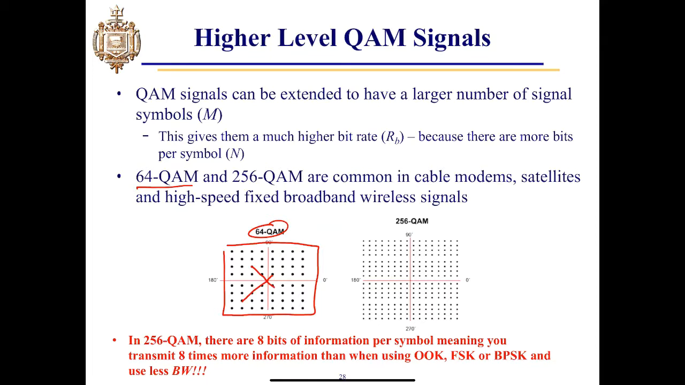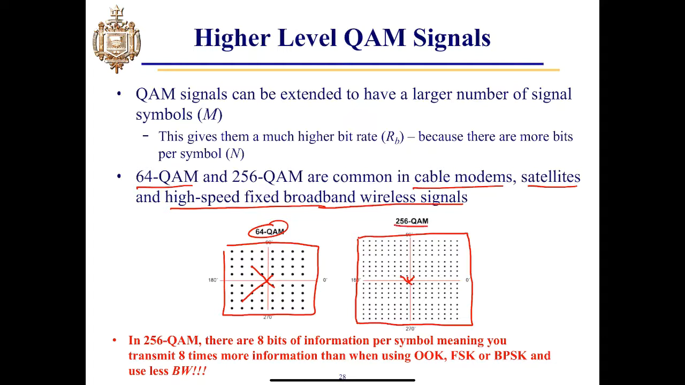To represent each of those symbols, and then 256. So there's 256 symbols within this modulation scheme. These are common in cable modems, satellite communications, high-speed fixed broadband, wireless signals. So these are more sophisticated modulation schemes, and to us, it seems like it would be hard to determine the phase shift between here and here, but trust me, the receiver is able to determine that. Once you get higher than 256 QAM, it gets a little bit more complicated.